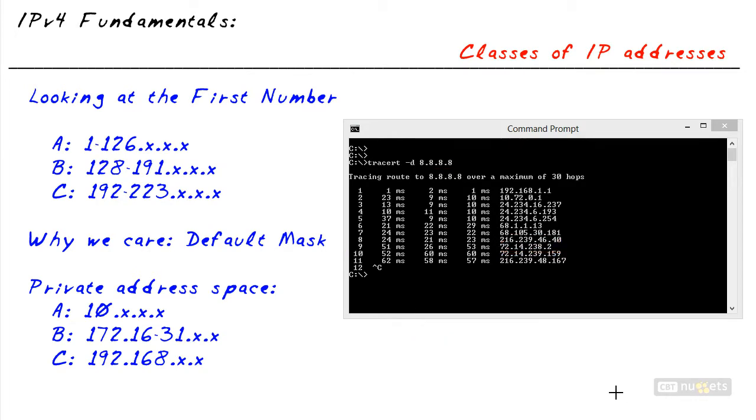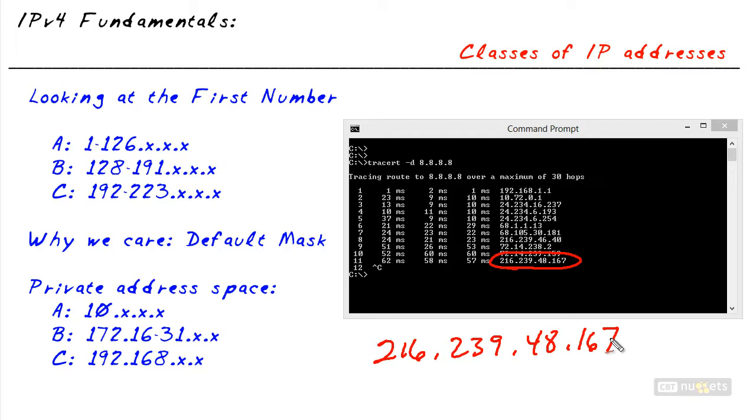So let's do it one more time. We'll choose a different IP address this time. Let's go ahead and choose this one right here, 216.239.48.167. My friends, if we were using the default masks for this address, how much of this IP address would be the network, and how much of this address on the right would be the actual host address? Where would that dividing line be?